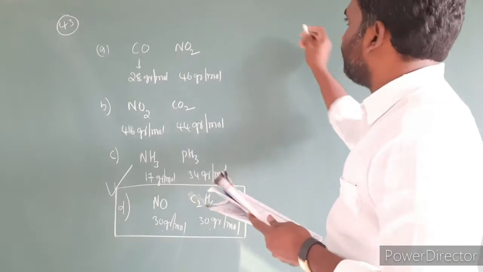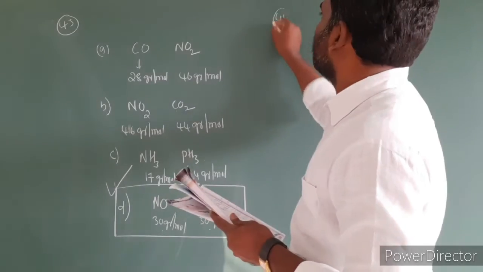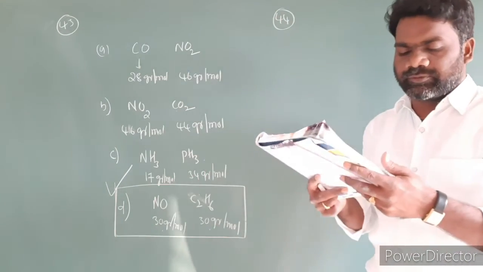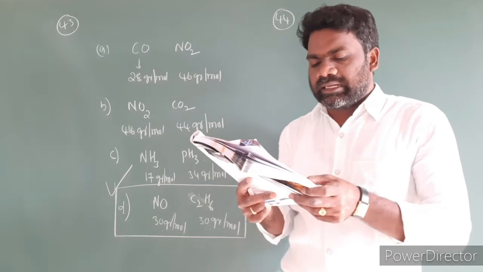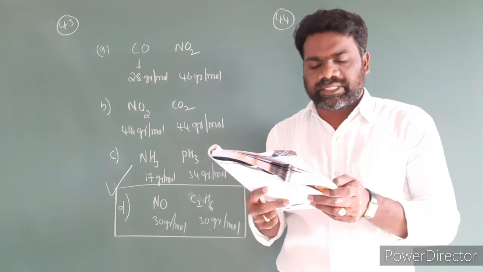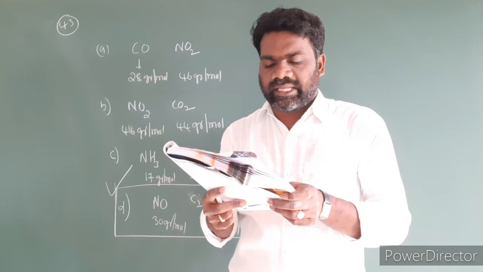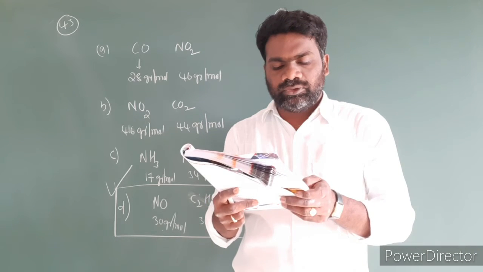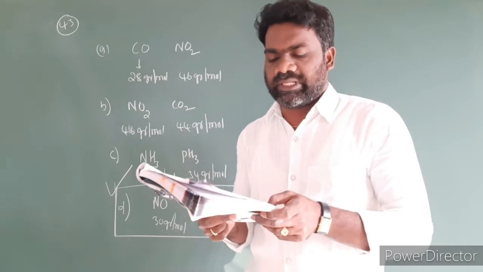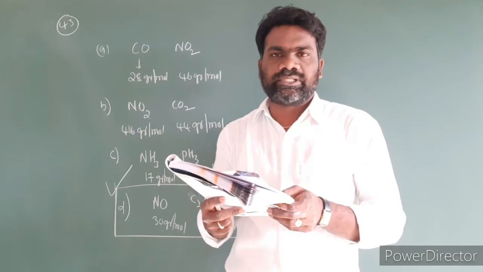Next, question number 44. Look at question number 44. If three unreactive gases have partial pressures PA, PB and PC, and their moles are 1, 2 and 3 respectively, then the total pressure will be.